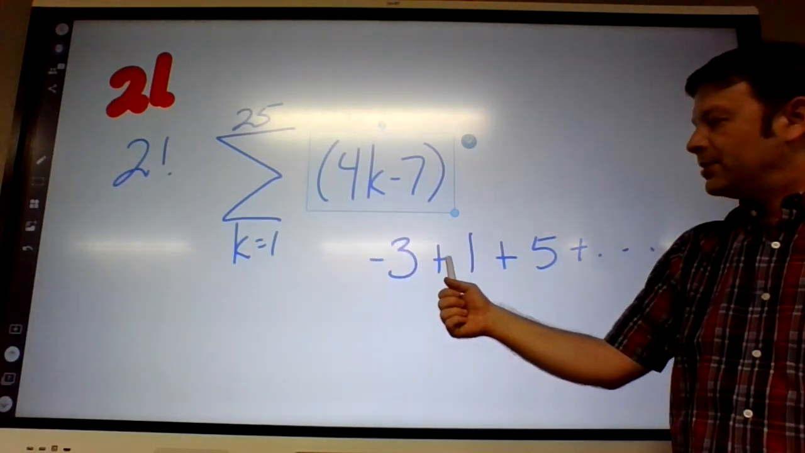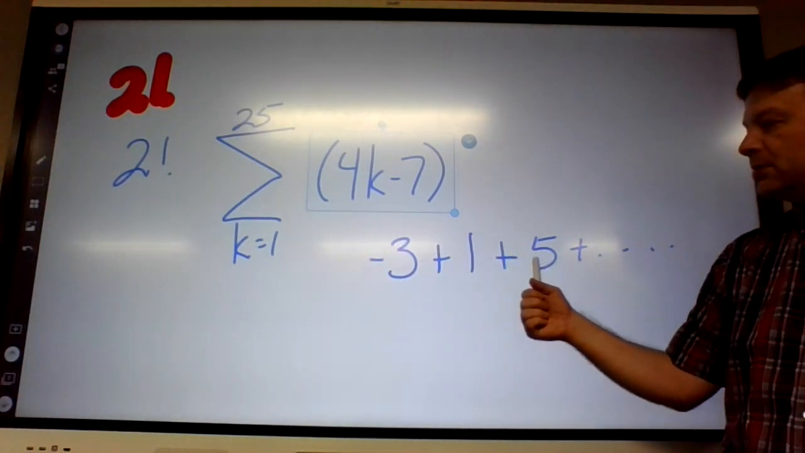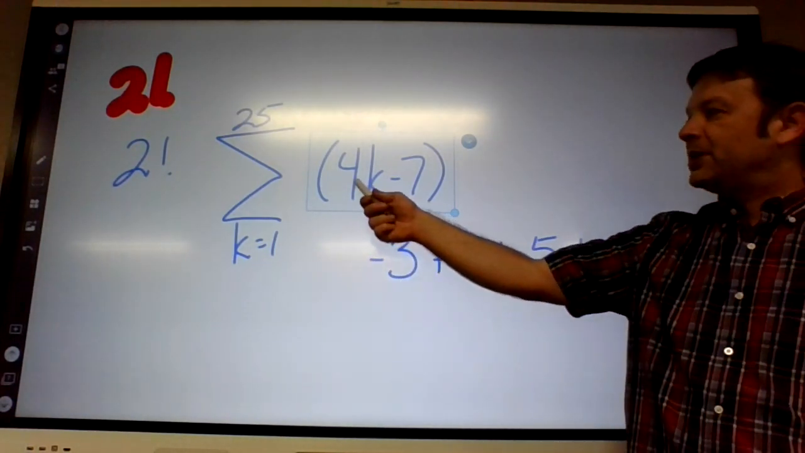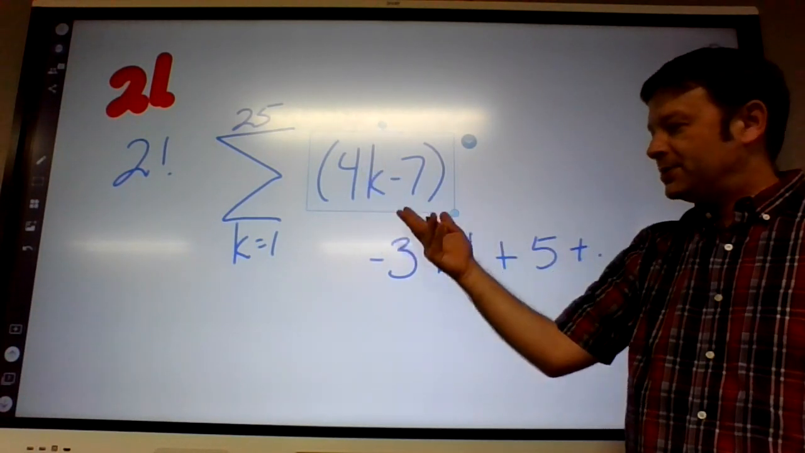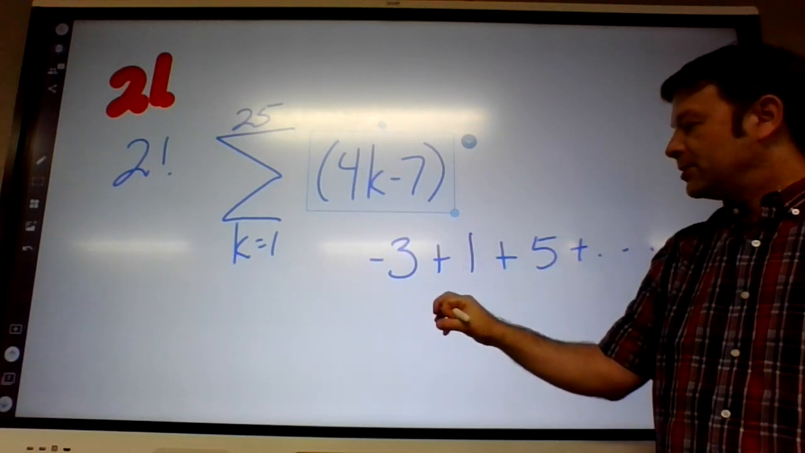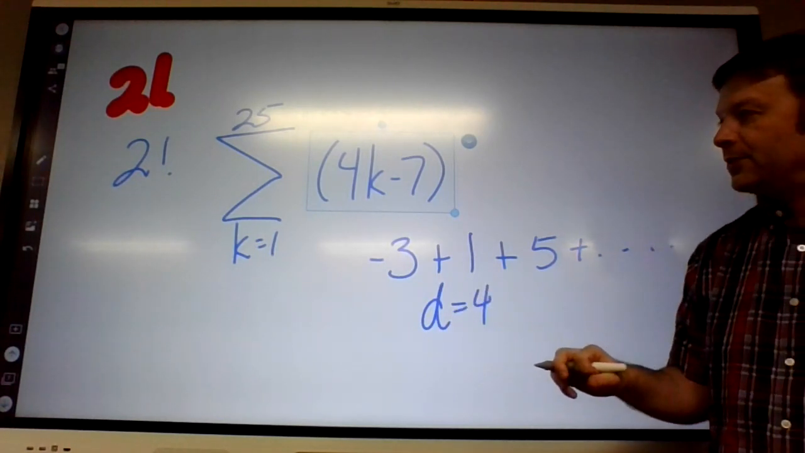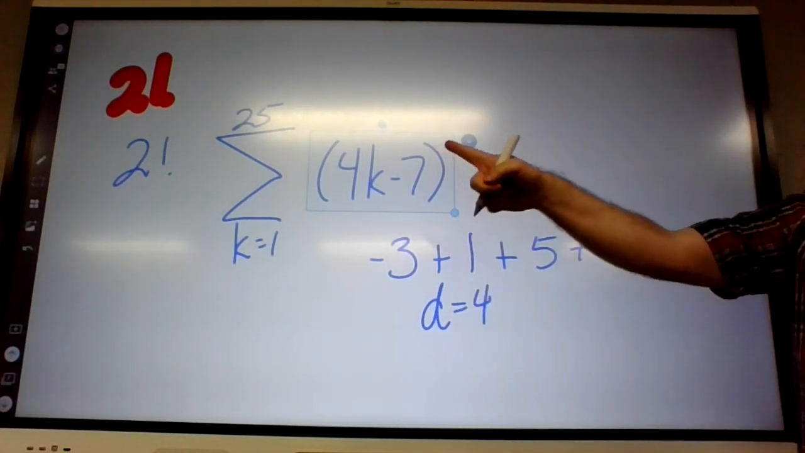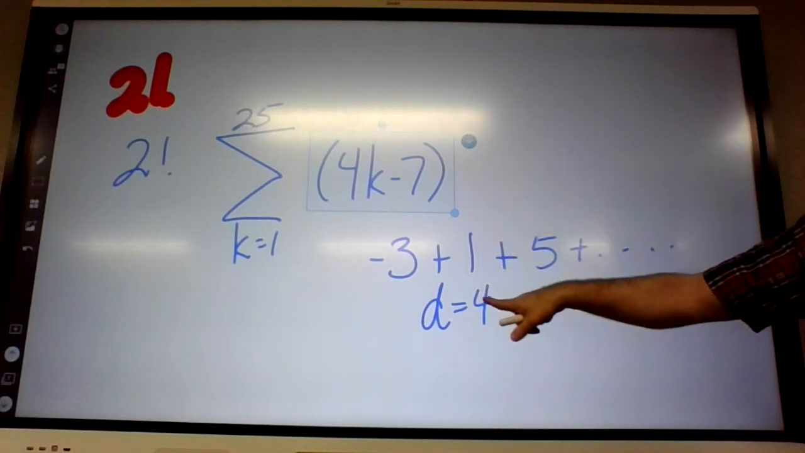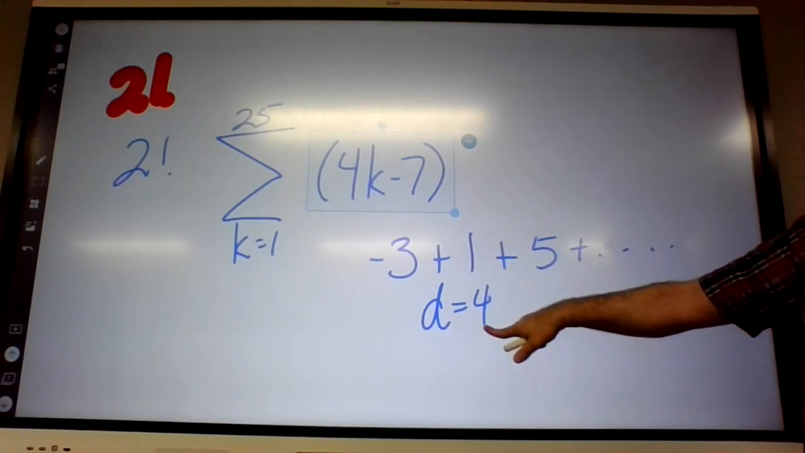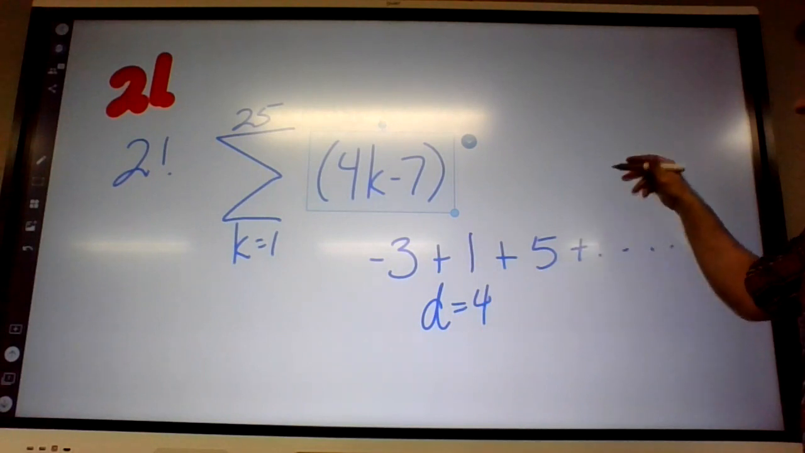What is the pattern though? Plus 4. Because when you do 4 times k, it just goes up by 4 every time. So the pattern is plus 4. We call that the common difference. We're going to need that for the formula. Okay, geometric series. Is this the geometric or arithmetic series actually? Arithmetic, because we're adding 4.